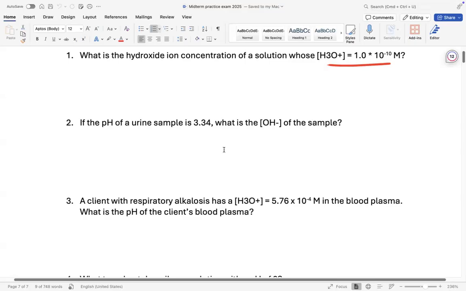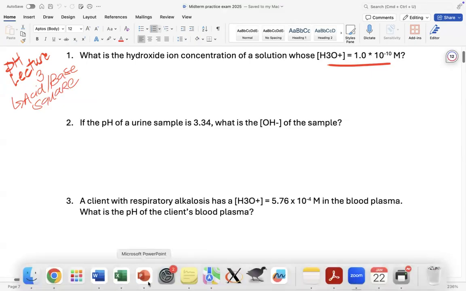All right. So question 1, what is the hydroxide ion concentration of a solution whose H3O plus is 1.0 times 10 to the negative 10? So this is a pH question. This came from our lecture 3, the one we literally just finished. All right. So if I see a question on there with H3O plus, H plus, I'm going to want to be heading to that acid base square, which is going to be on your reference sheet.